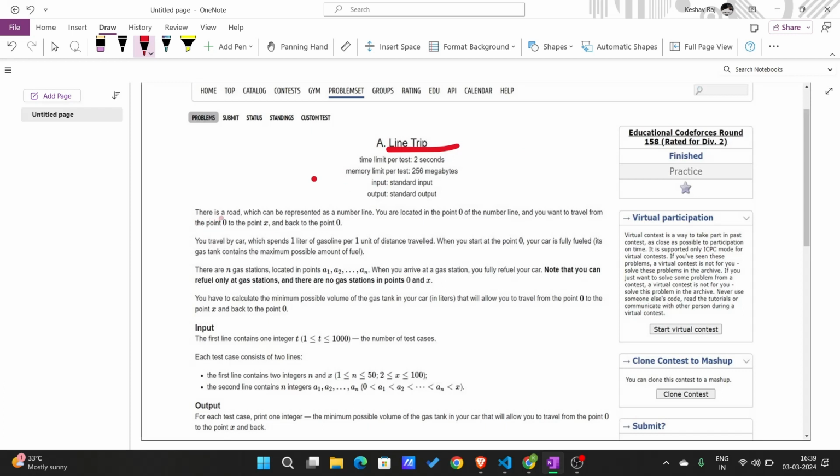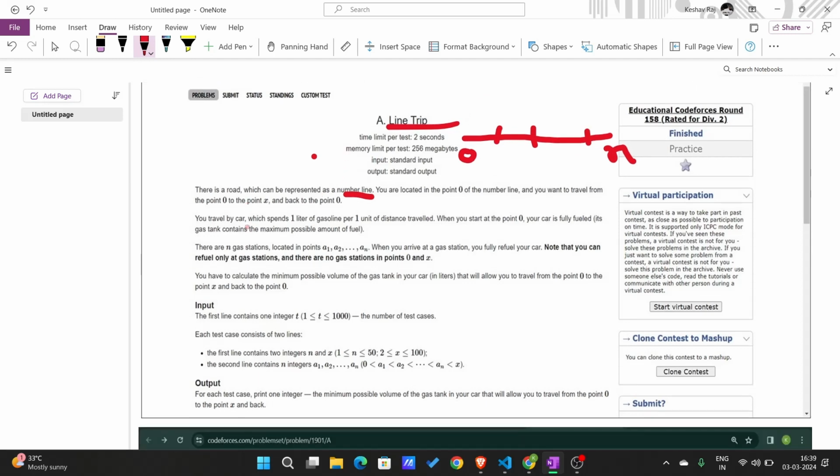So here it is given that there is a road which can be represented as a number line, okay, and you are located at the point 0 of the number line and you want to travel from point 0 to point X. So basically there is a number line here, okay, so it is a point 0 and it is a point X, so you have to travel from point 0 to point X. That is all we get from the question till now.